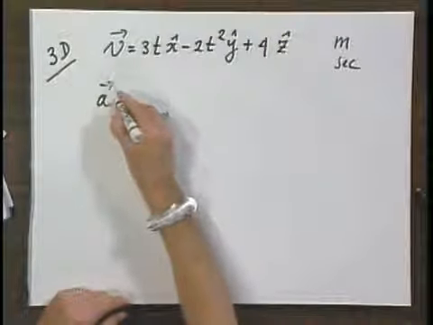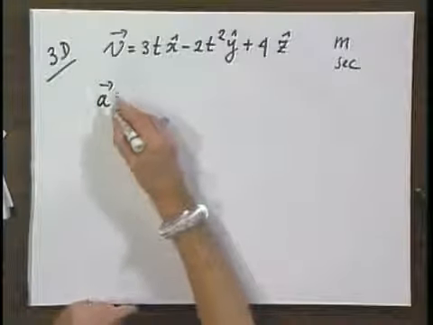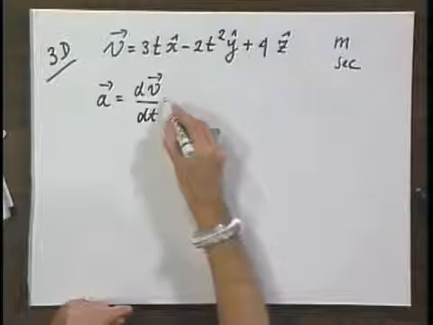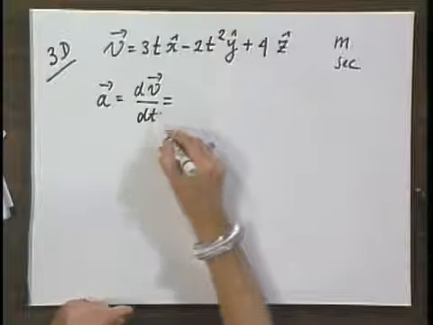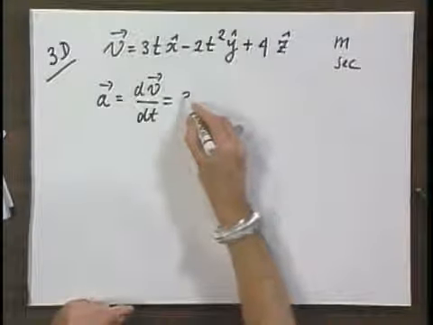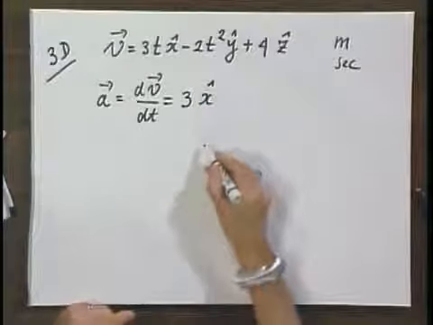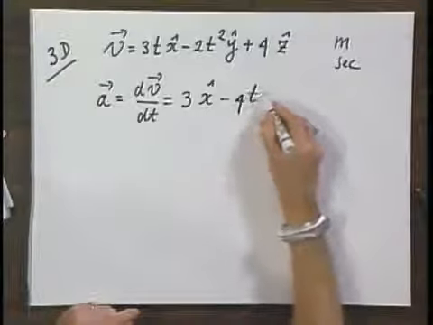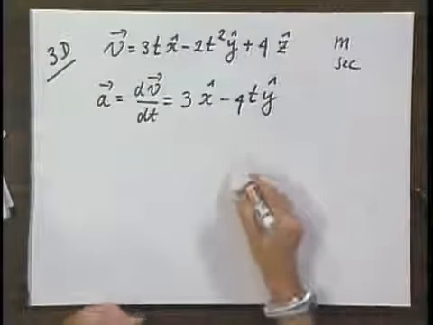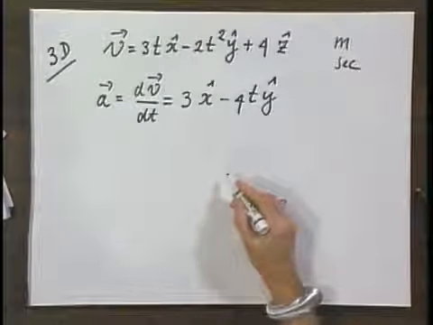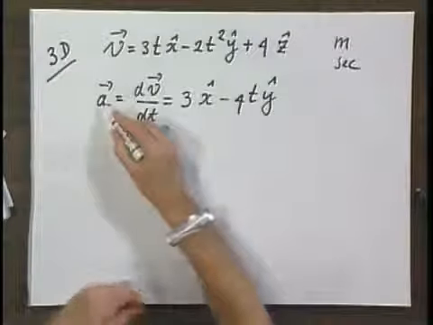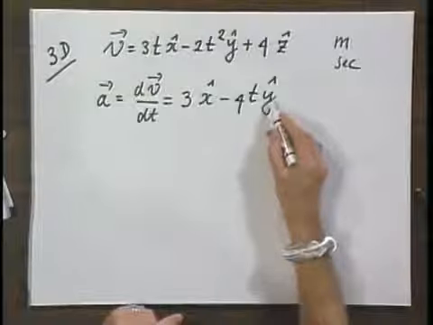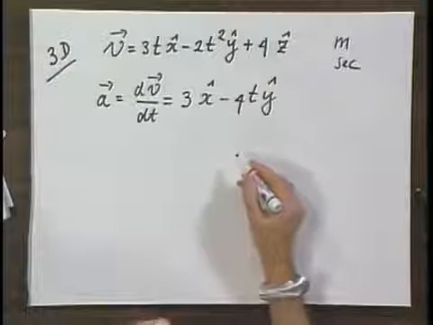A, the instantaneous value for A, equals dv/dt, and that now equals 3 x roof minus 4t y roof. So the acceleration has a component in the x direction and has a component in the y direction. It has no component in the z direction.